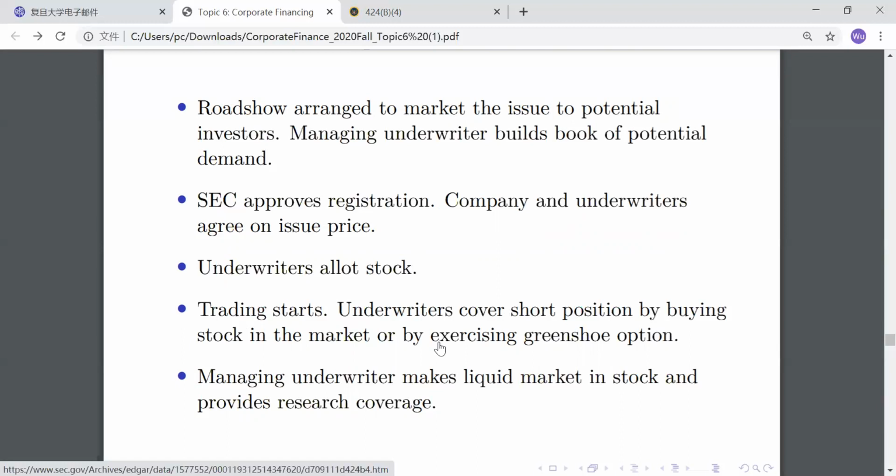So then the SEC approves registration, the company and underwriters agree on the issue price, and then the underwriters will allocate the stock, right? And sell the stock to the institutional investors who actually want to buy a certain number of shares. And then trading starts, and underwriters cover the short position by buying stock in the market or by exercising the greenshoe option. So basically, they will start buying the stock in the market. And then the managing underwriter, the leading investment banker, will make a liquid market in the stock and provide research coverage. So this is the typical process of an IPO.